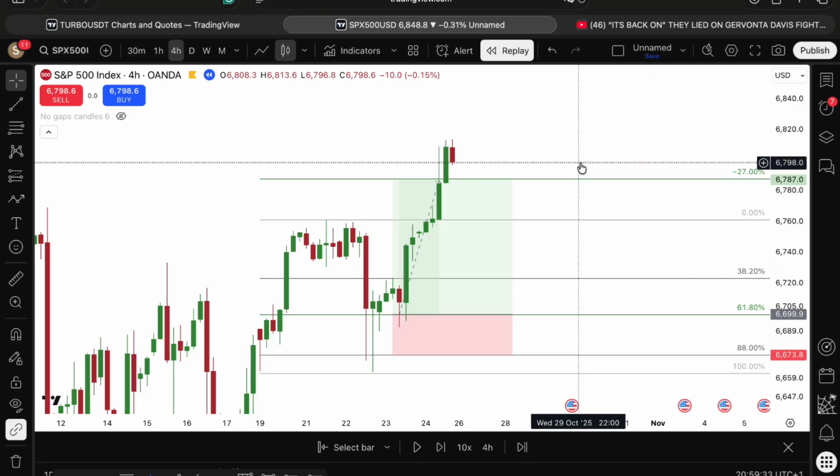So this was the breakdown of the 1 to 3 on S&P 500.